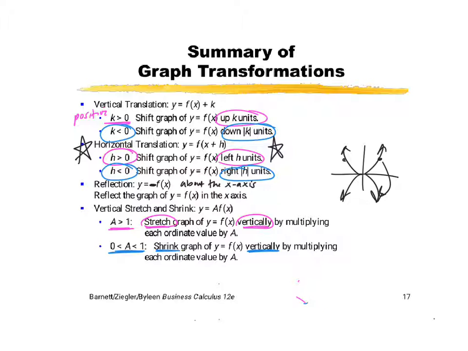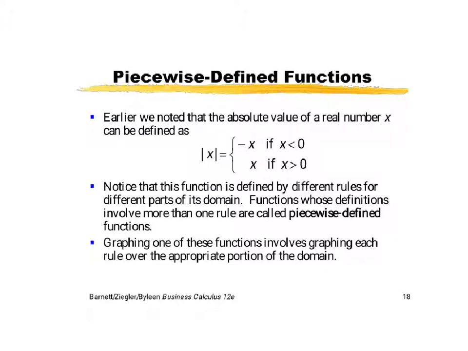Okay, next we have piecewise defined functions. And the first thing we have here says, earlier we noted that the absolute value of a real number x can be defined as the absolute value of x equal to the first function, a negative x when x is less than 0, and equal to a positive x when x is greater than 0. Okay, so here I would like to also include where it says the absolute value of x equals x, I would like to also include greater than or equal to. Okay, so we'll actually have a defined function when x is 0 as opposed to not having it defined at all.